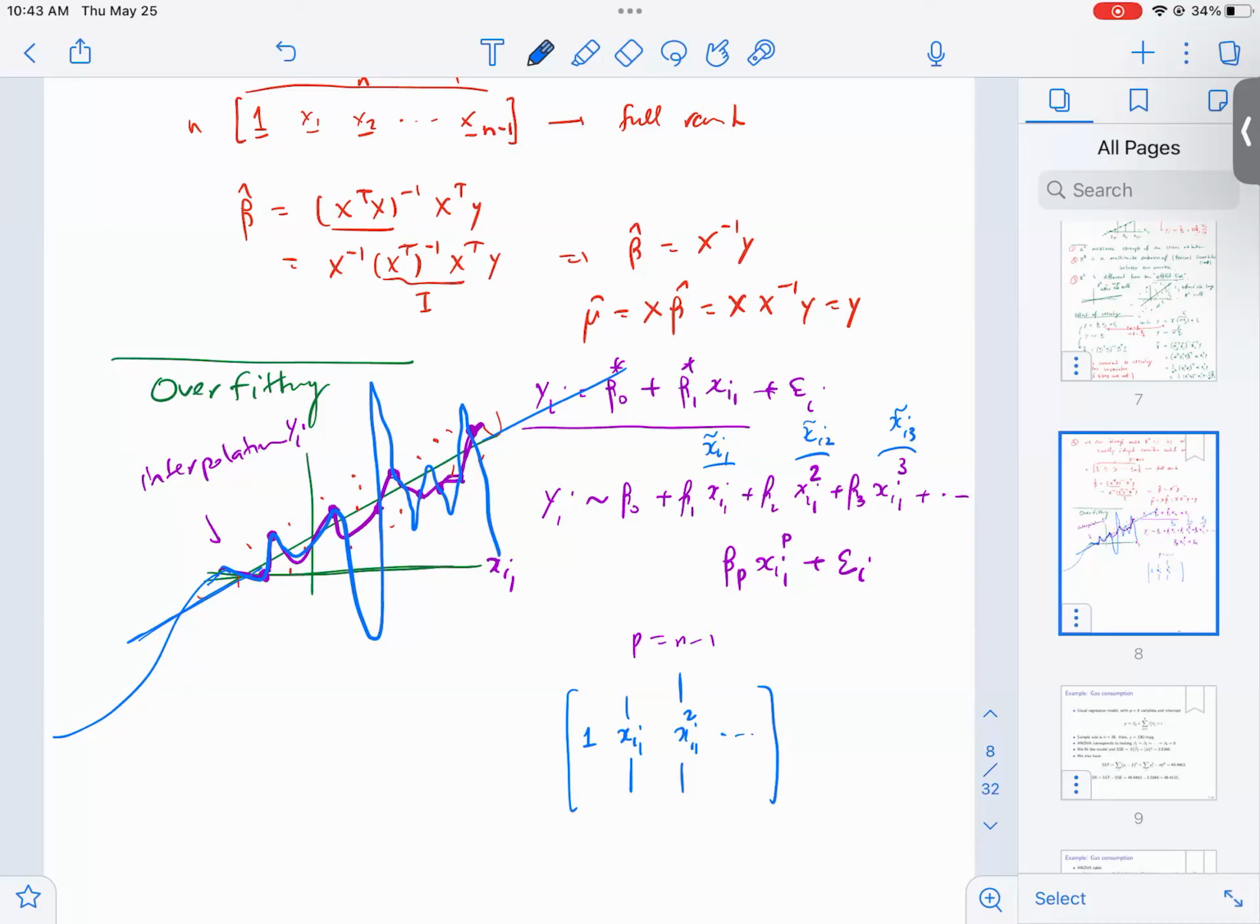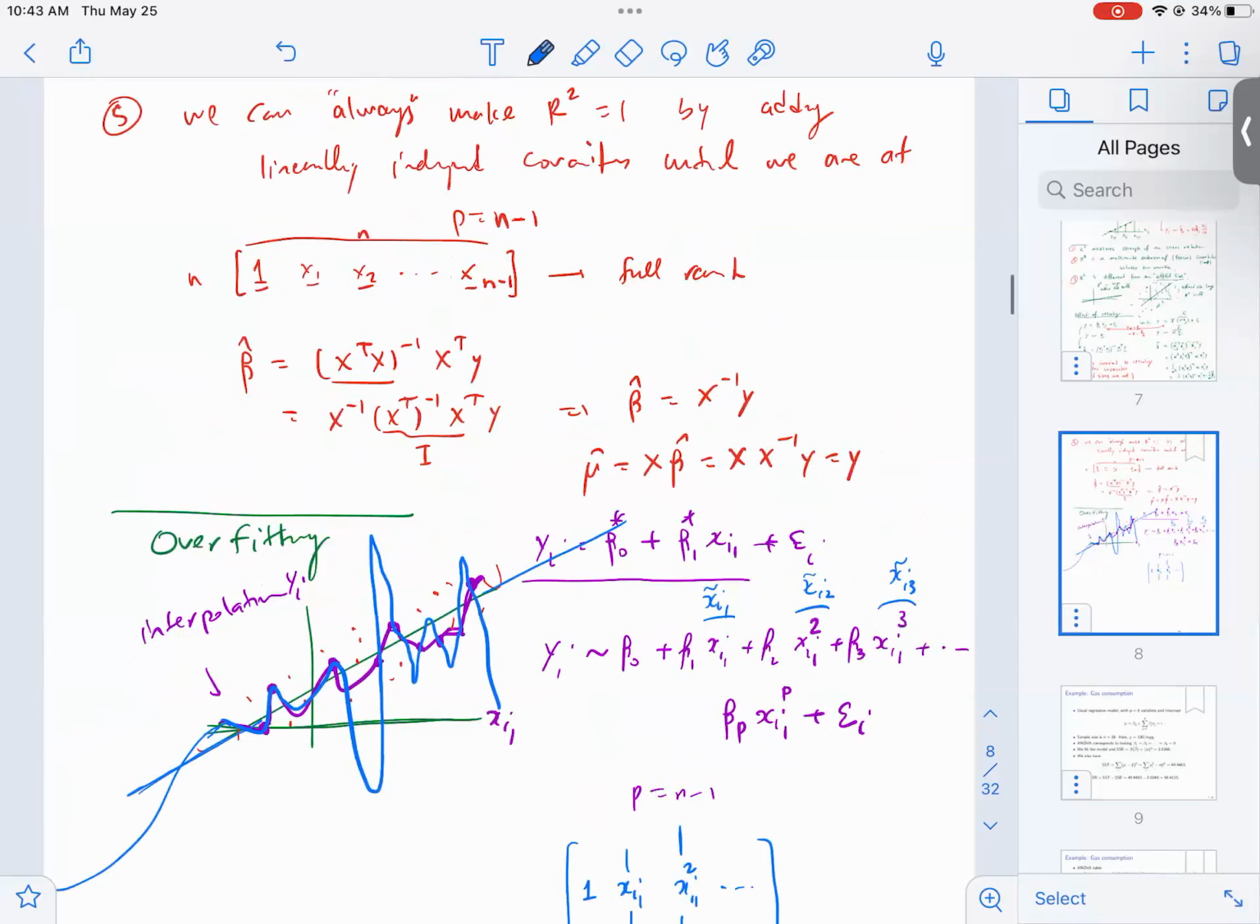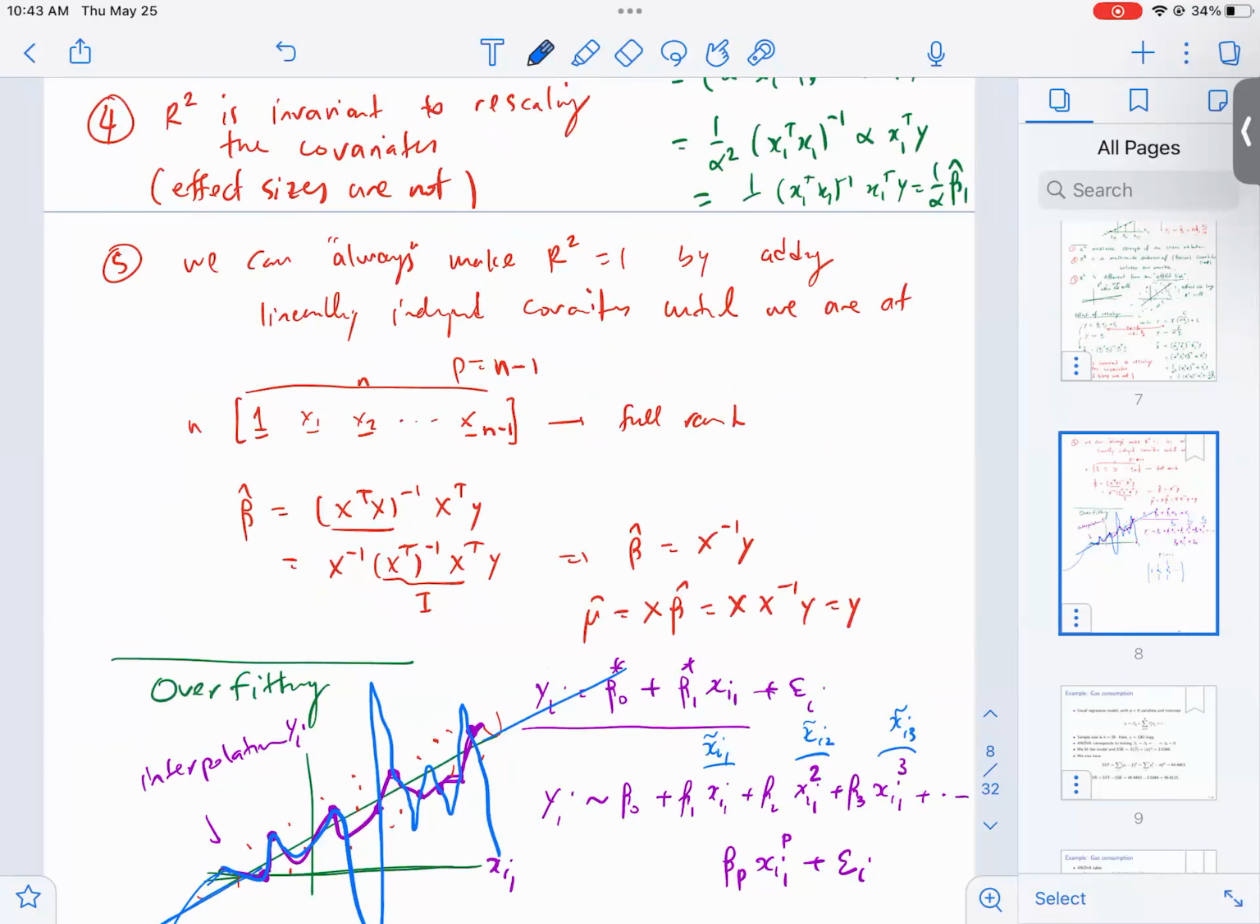Now you fit this linear regression. So you just create new covariates from the original. So this is really a linear model in this sense, so there's meaning for R squared. So you see, linear regression is not that restrictive. Well, that's what happens. So what should we do then?